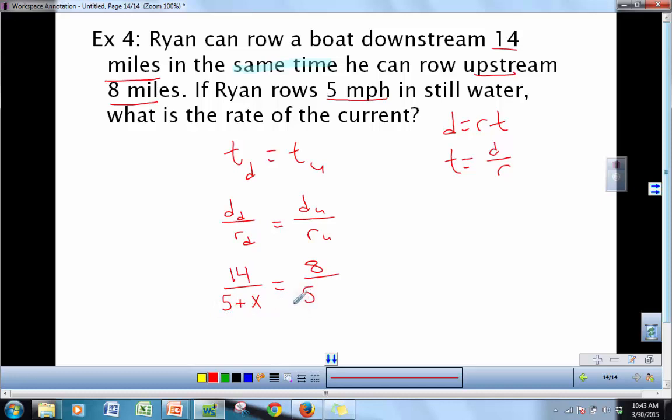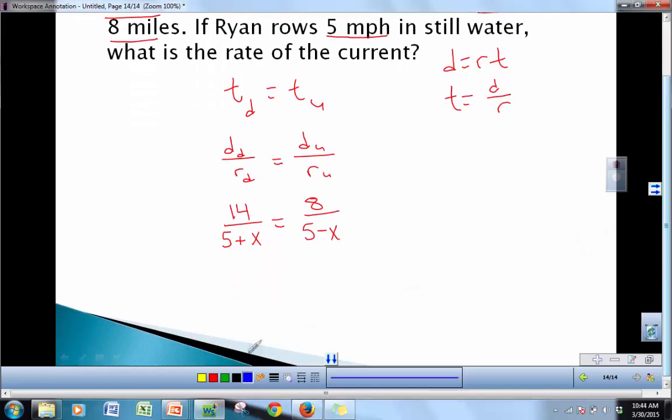Upstream, he's going 5 miles per hour, but he's getting current against him, which would be 5 minus x. So when Ryan's going upstream, he's going to be going slower than 5 miles per hour because the current is pushing against him. So once again, we can cross multiply to solve.